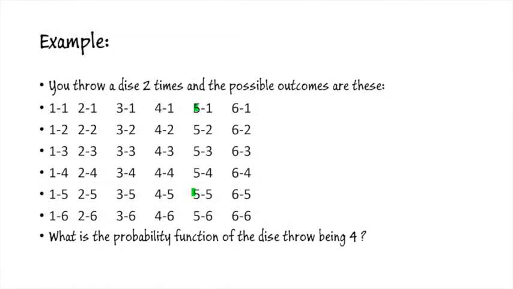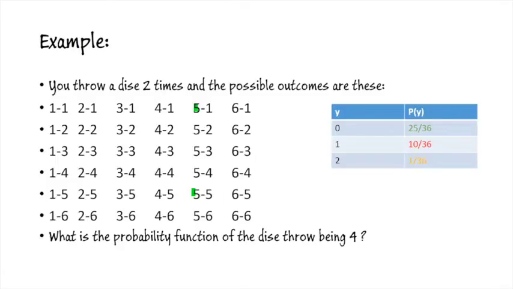Now we have an example. Throw a dice 2 times and the possible outcomes are this. Now what is the probability function of the dice throw being 4? We see the table and the first line represents the probability of not getting any 4. These are marked with the color green.